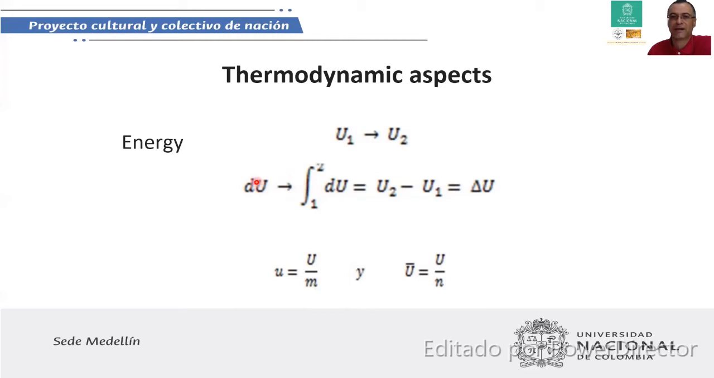It means that internal energy is an extensive property, and you could change the extensive property into an intensive property by dividing by the mass. The name is specific internal energy. Or you could change the extensive property into an intensive property by dividing the internal energy by the number of moles. It means that it's a new property, an intensive property, and the name is molar specific internal energy. This is the name, okay?